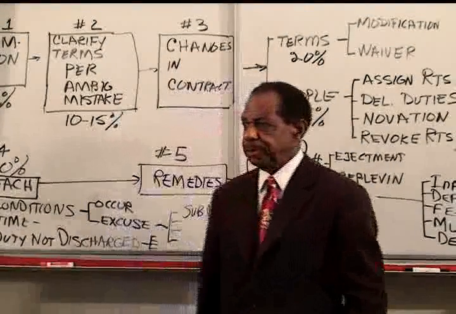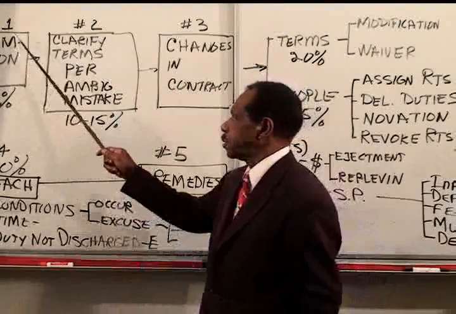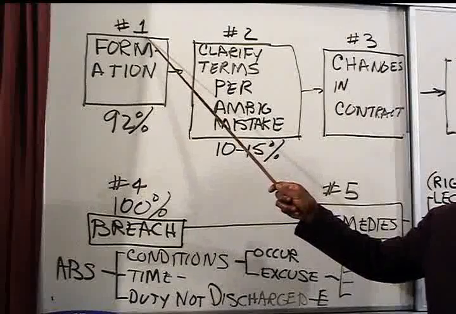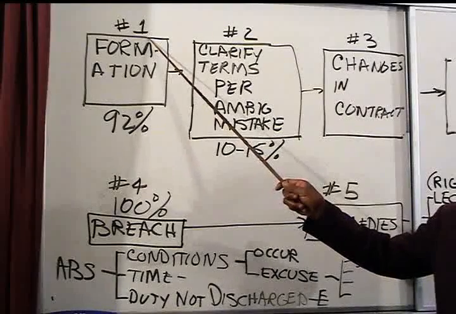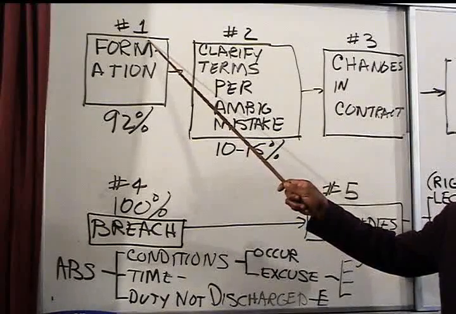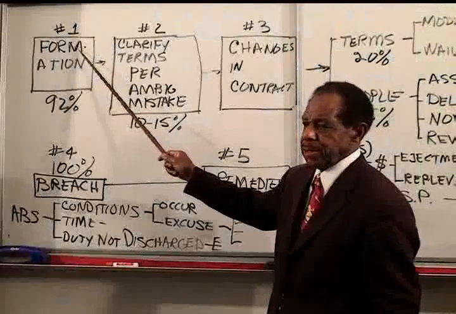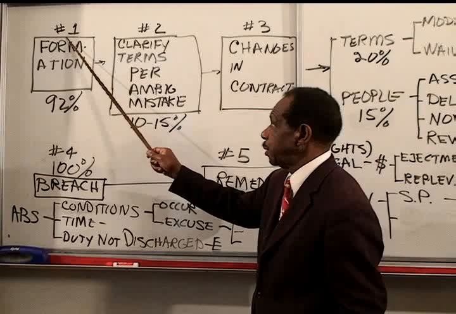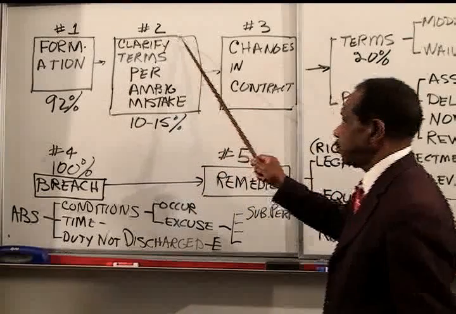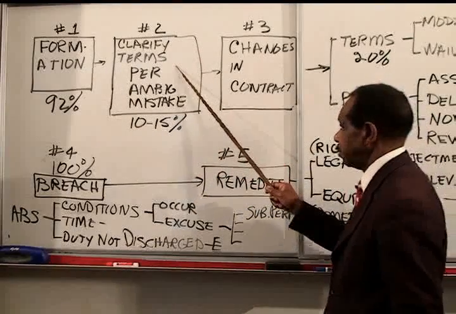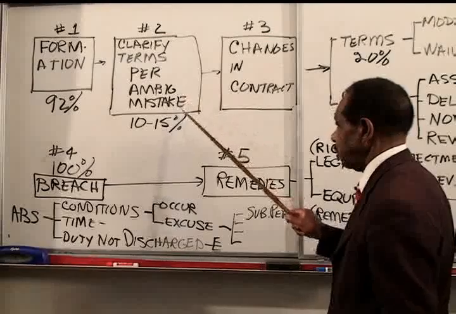In this lecture, we're going to use the 6 parts of the law of contracts. That is, we have organized it into these 6 parts. It is the law of contracts, but just organized into these 6 parts. Part 1, formation. Part 2, clarifying the terms. That's parol evidence rule, ambiguity, and mistake.